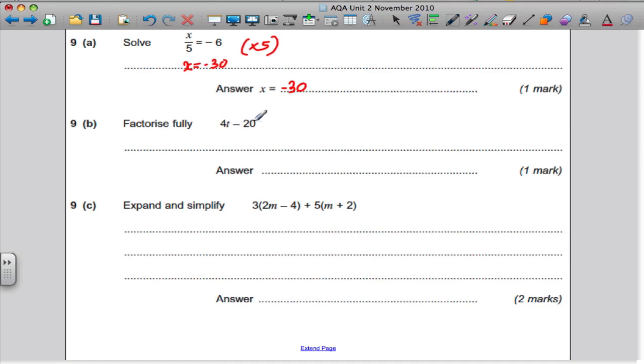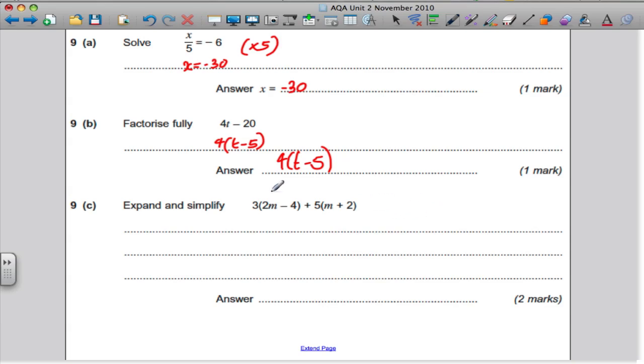Factorise fully 4t subtract 20. The highest common factor of 4t and 20 is just 4. Divide out by 4. 4t divided by 4 is t. 20 divided by 4 is 5. So 4 times (t subtract 5). Take a second to times it out and check it works, but it does.